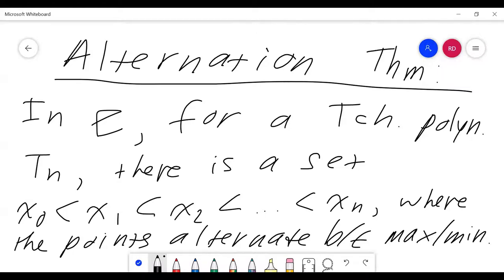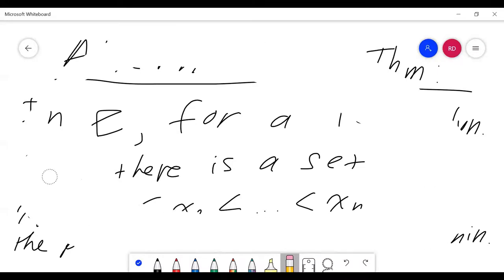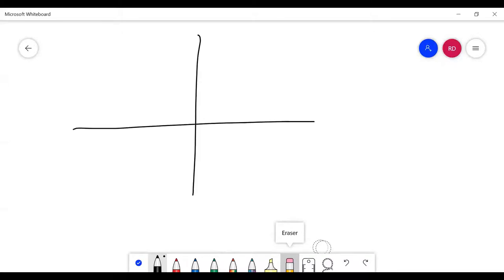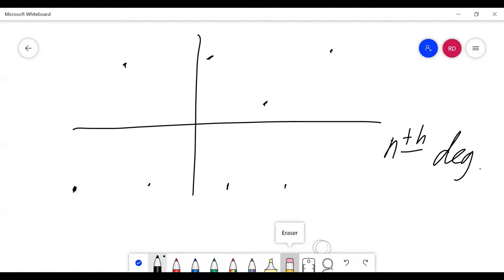The reason for this, we can just sort of continue on with what we've been doing the whole time with the previous examples. We say, suppose we have some sort of function here that is nth degree, but it does not have one of these alternating sets. So let's do it like this. And then this next point doesn't quite go all the way. Well, we can do the same thing we've been doing because it has fewer than n plus one points. It has k extremal points, k points where it achieves that max or min.